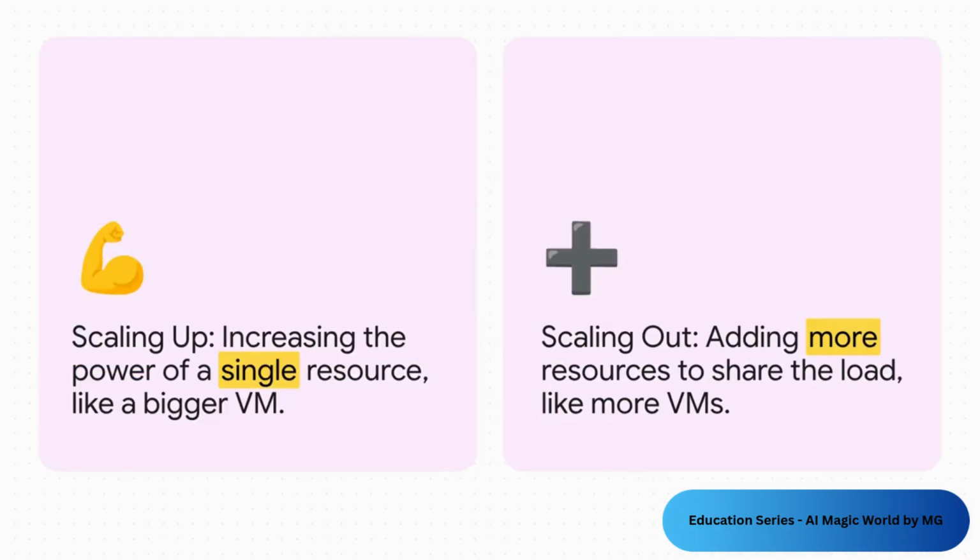A huge part of planning for performance is deciding how you're going to scale. Are you going to scale up, just getting a bigger, more powerful server? Or are you going to scale out, adding more servers to share the work? The framework really makes you see this isn't just a tech choice. It's a fundamental architectural decision that massively impacts both your performance and your costs.